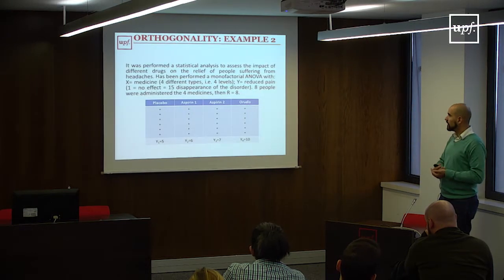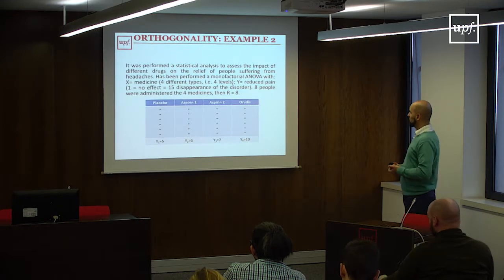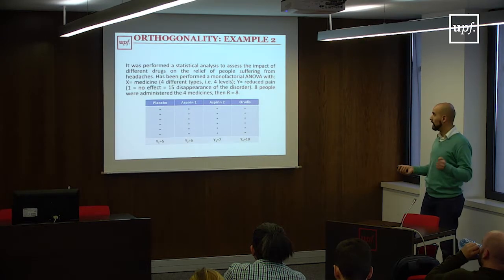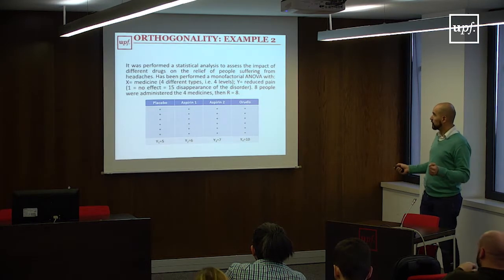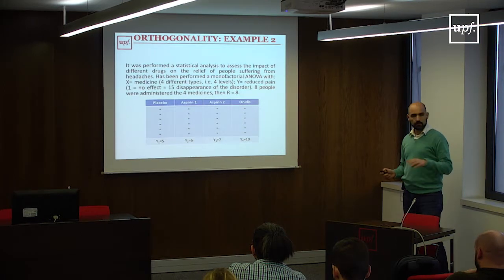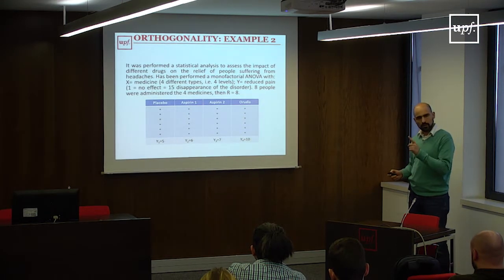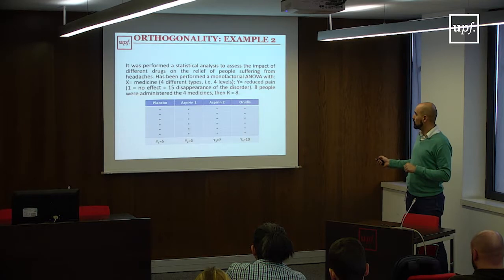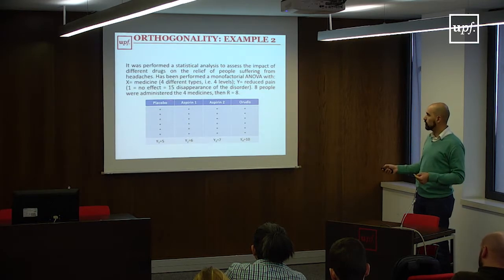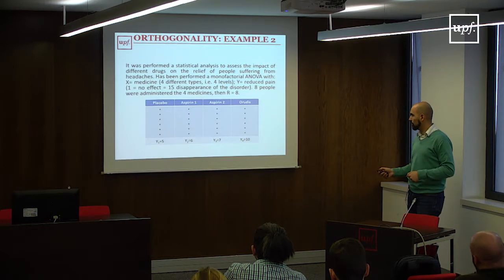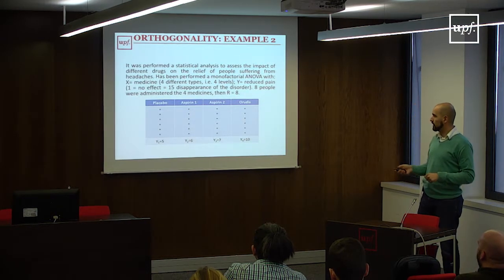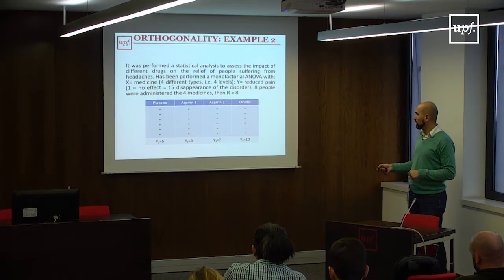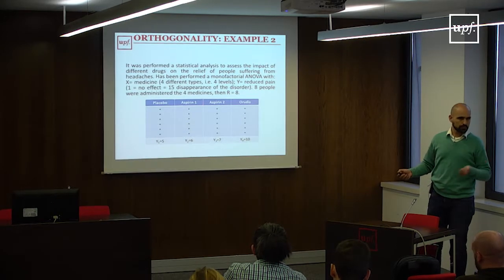Suppose a statistical analysis was performed to assess the impact of different drugs on the relief of people suffering from headaches. Okay? A monofactorial ANOVA has been performed with medicine, 4 different types. So we have one factor, which is the medicine, with 4 different levels. And we measure the reduced pain, 1, no effect, 15, disappearance of the disorder. 8 people were administered each of the 4 medicines, so we have a repetition equal to 8. And we have the 4 medicines, placebo. So actually there was no medicine.